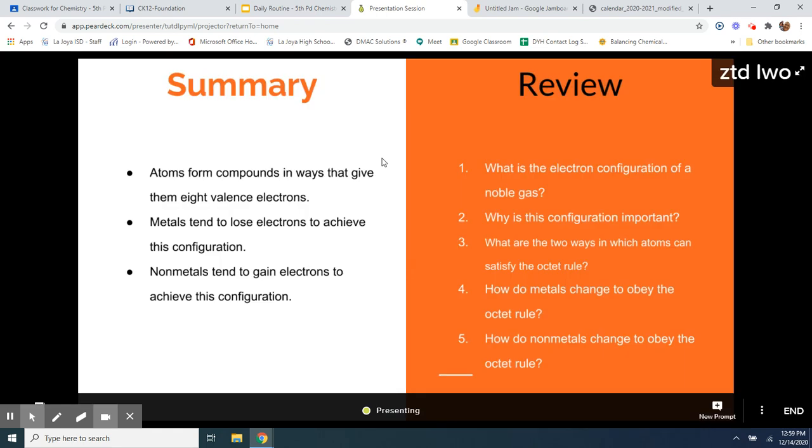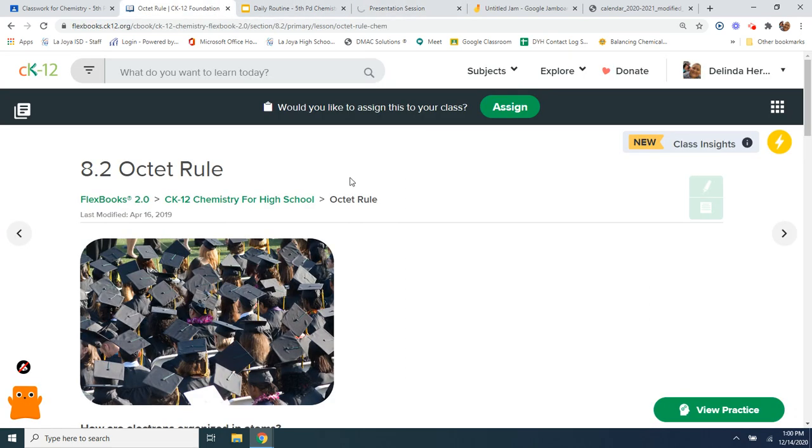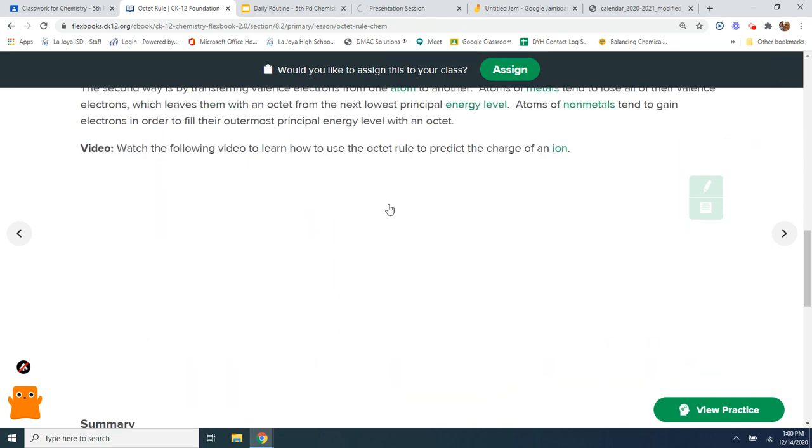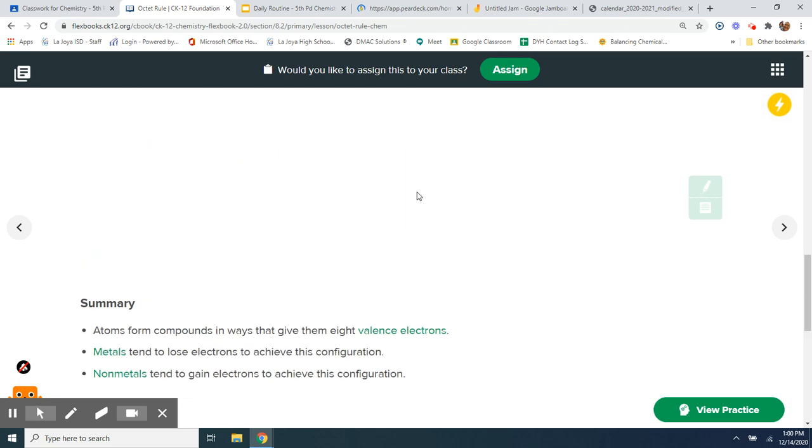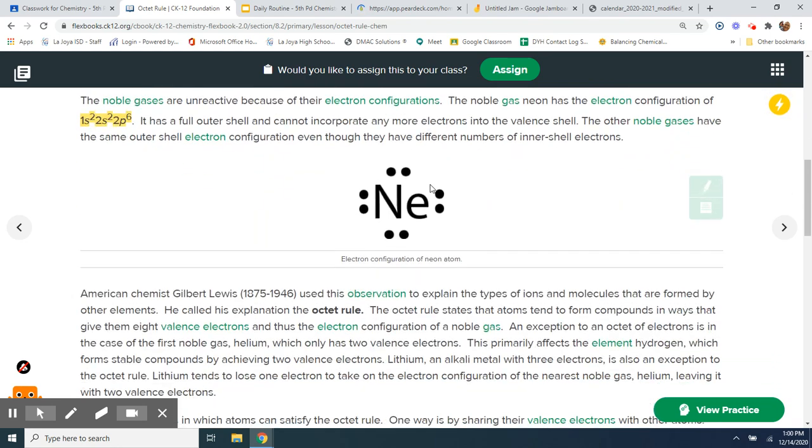Okay. All right, we're going to skip question 1. I don't like it. I don't think that they answered it clearly in the text. So number 2, let's skip number 1. Why is this configuration important? And they're talking about the electron configuration of a noble gas. Why is the electron configuration important for noble gases? What does it say here in this paragraph? They're talking about the noble gas neon. Why is that electron configuration important? What does it give us?